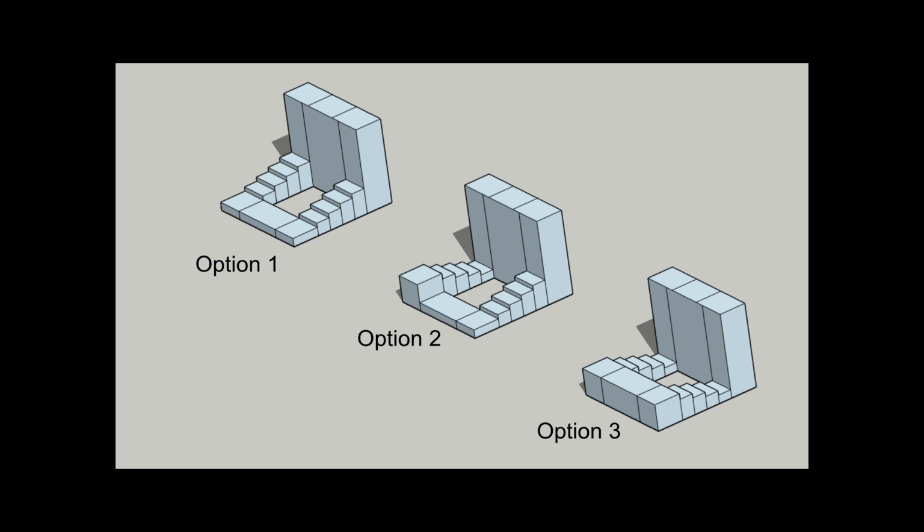Progressing further from the initial sketches, the first shadow analysis test involved checking the impact of the heights of the shorter buildings on the overall shadowing. Option 1 shows the heights of the shorter buildings increasing progressively towards the north. Option 3 shows the heights of the shorter buildings decreasing progressively towards the north. Option 2 shows the mixed approach.